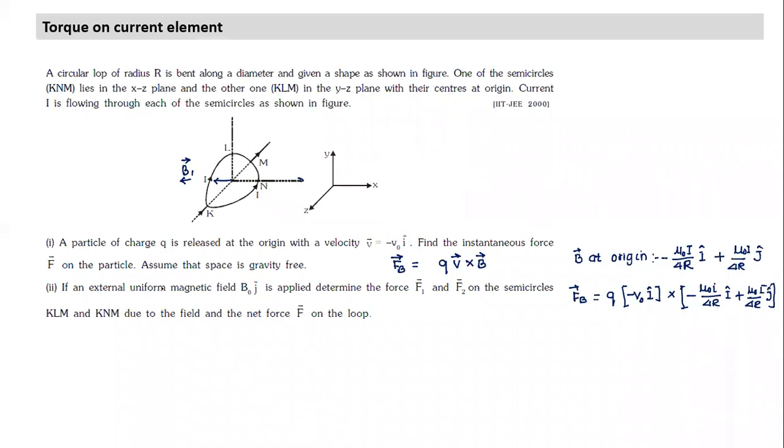And the second part is, if an external magnetic field B naught j is applied, determine the forces F1 and F2 on the two semicircles due to the field and the net force on the loop. Now let's do the second part. The first part was force on the charged particle moving in a magnetic field. The second part is a current element placed in a magnetic field, find the force. That is also I L cross B.